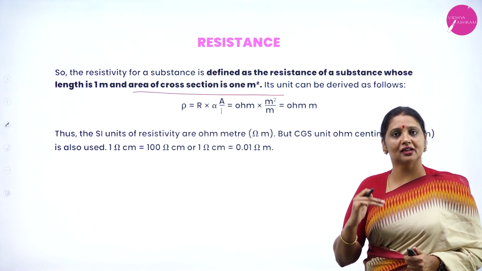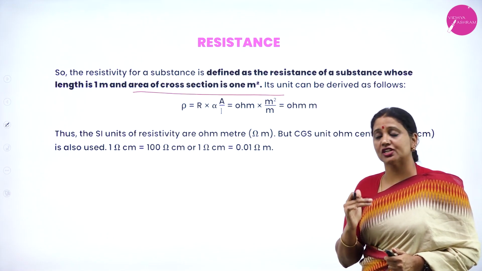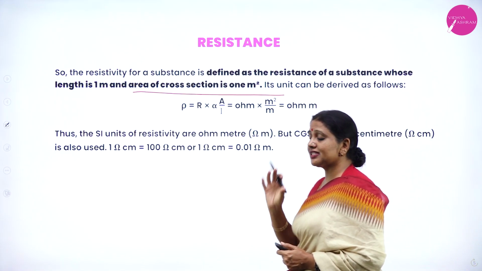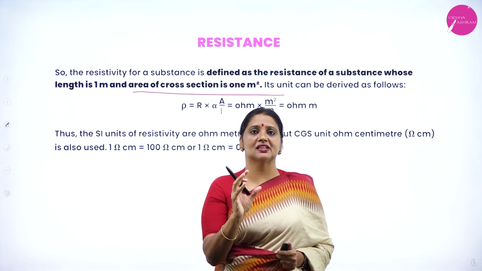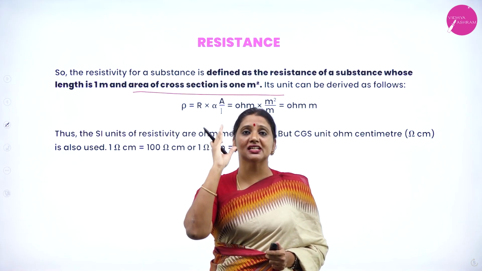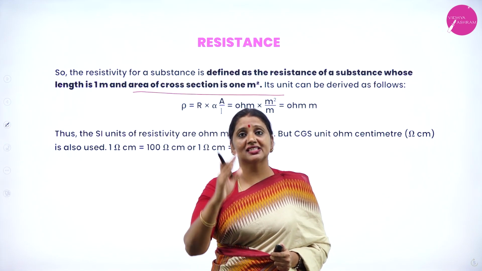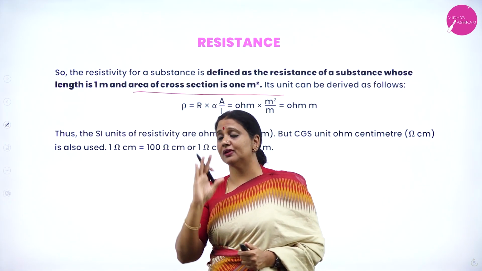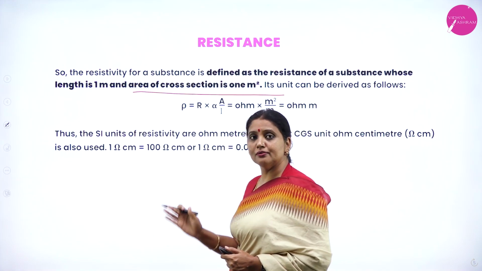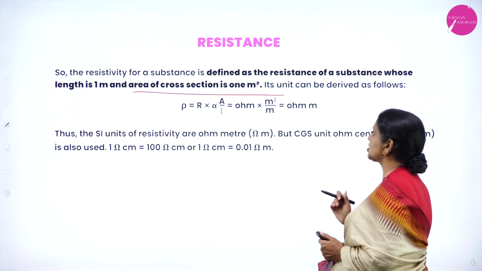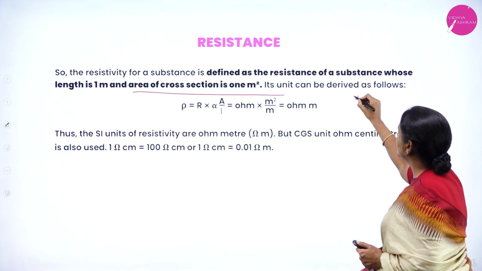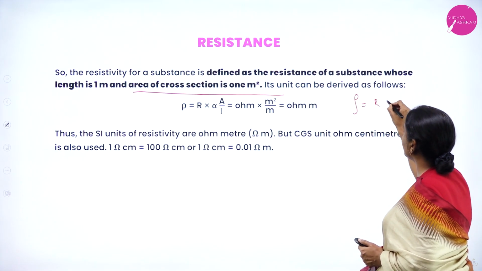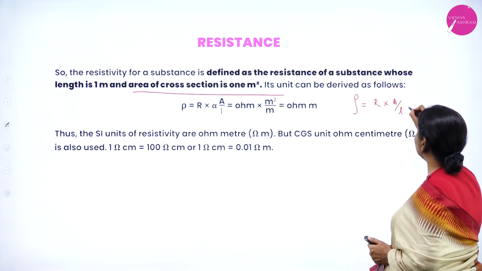Length is 1 meter as well as its area of cross section is 1 meter square. The resistance offered by the material is called resistivity. Therefore, resistivity is defined as the resistance offered by a substance or material whose length is 1 meter as well as area of cross section is 1 meter square. Its unit can be derived by rho is equal to R into A by L.